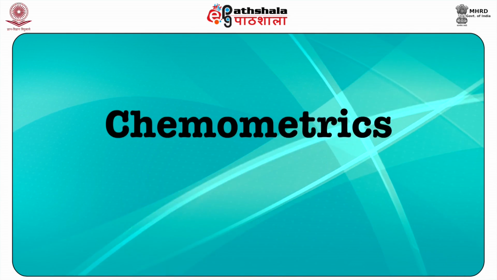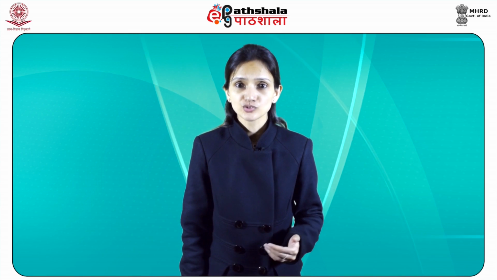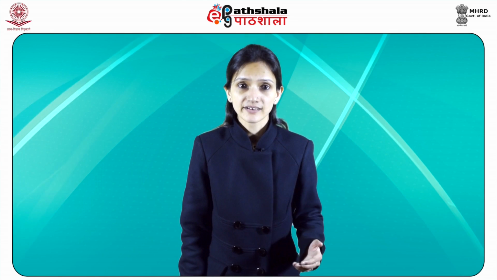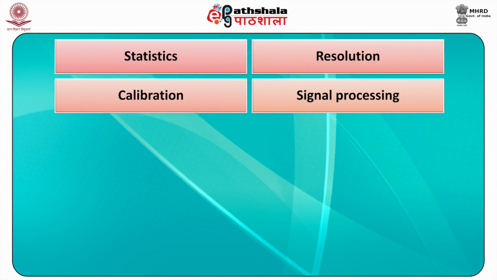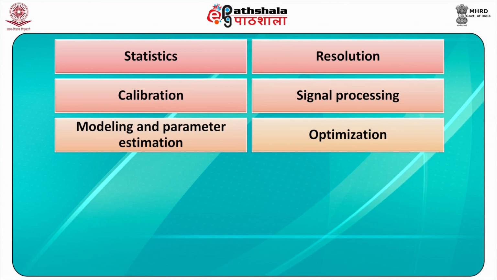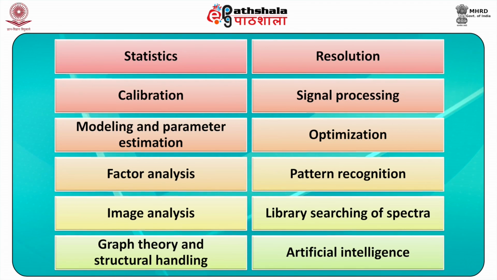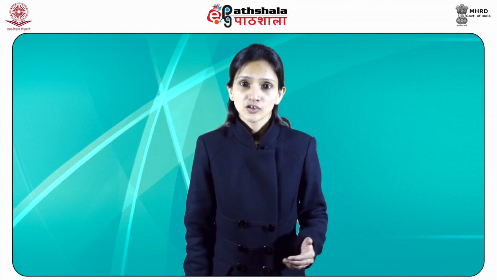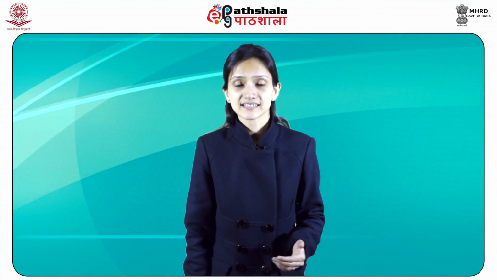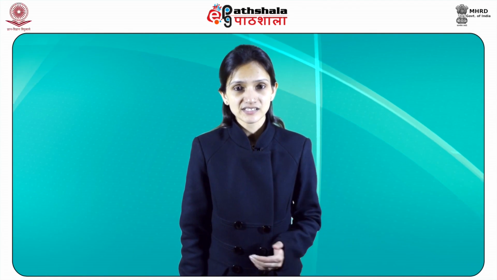Next is chemometrics. Many of the techniques discussed in this module belong to an area known as chemometrics, the application of mathematical and statistical methods to chemical measurements in order to acquire chemical information on individual samples. These methods provide improved signal resolution and calibration by extracting increased information from the measurements. Major subdivisions of chemometrics are statistics, resolution, calibration, signal processing, modeling and parameter estimation, optimization, factor analysis, pattern recognition, image analysis, library searching of spectra, graph theory and structural handling, and artificial intelligence. Topics in this area are assuming increased importance as computer software becomes the critical interface between instruments and the resulting chemical information.